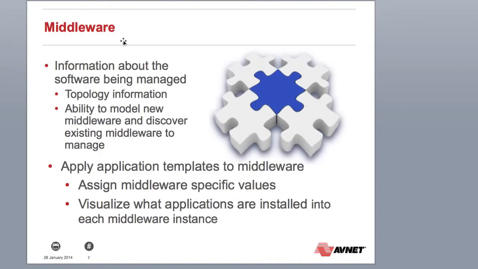So let's move along here then to introduce middleware. And I'll show you a little bit about the web interface and how middleware is viewed there. So middleware is the collection of topology information about, so the topology of what we're managing, as well as the templates that are installed into that middleware. So via our web interface, which I'll show you here in a moment, you can add environment-specific values to templates. You can visualize which templates are installed into which middleware environments. And then you can also model new middleware and discover existing middleware.